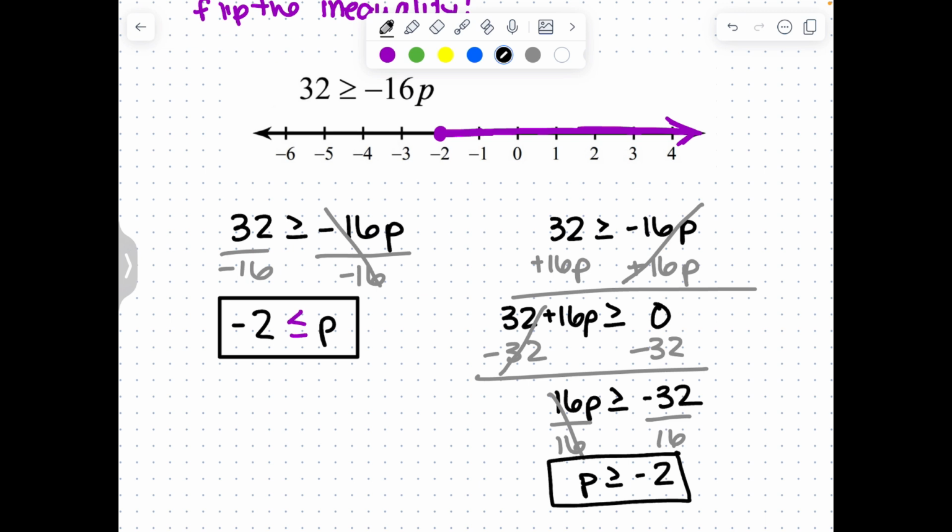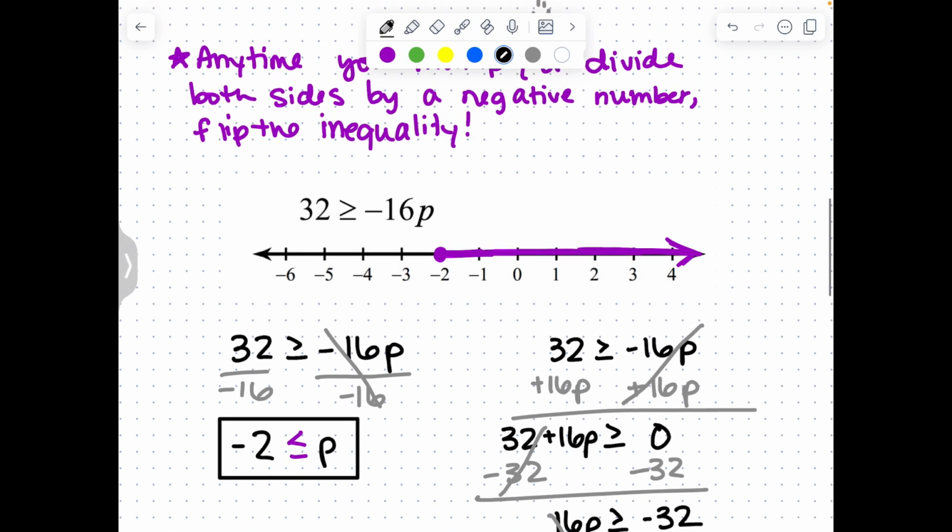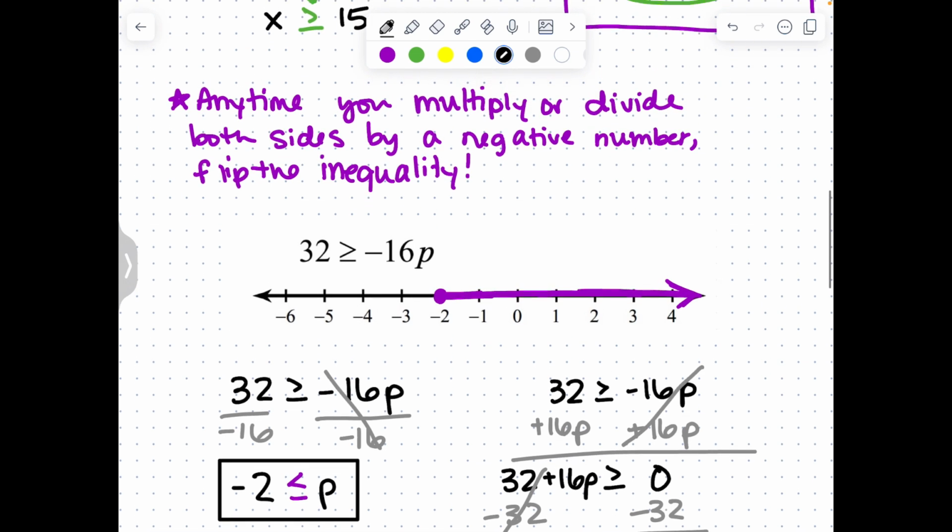So that is how you work one-step inequalities and graph them, and how you can handle that negative idea in 2 different ways. Remember, we do have that rule, anytime you multiply or divide both sides by a negative number, you flip the inequality. But there are ways around that. You just avoid multiplying or dividing by a negative if that's a tough rule for you to remember.